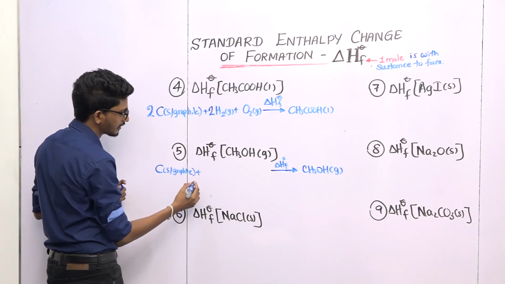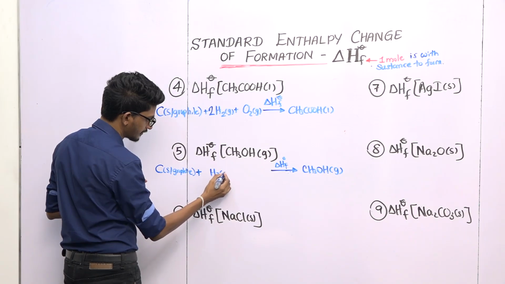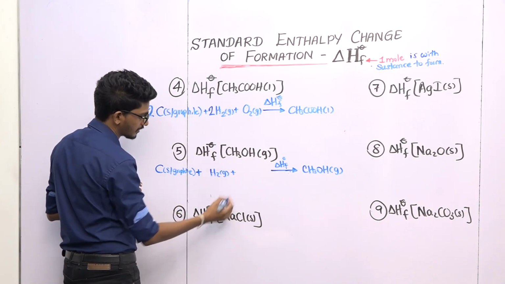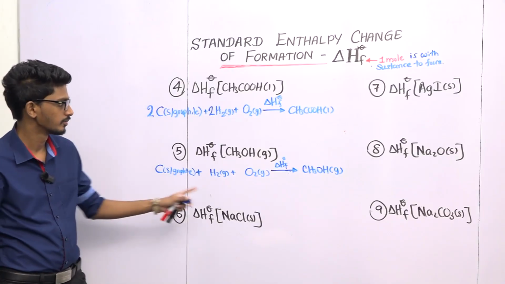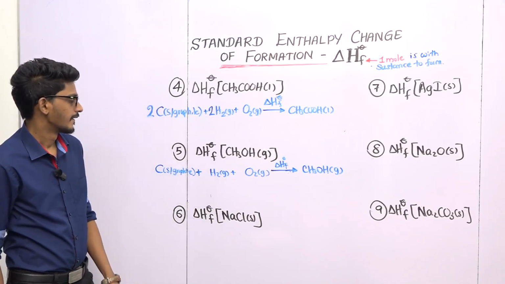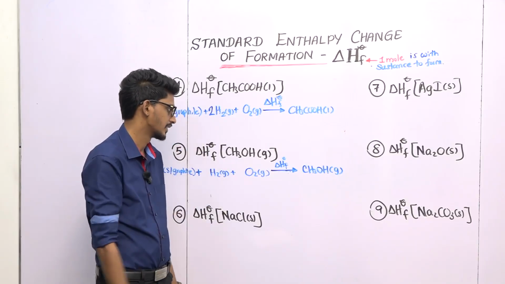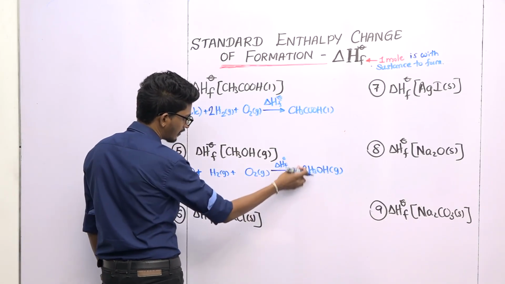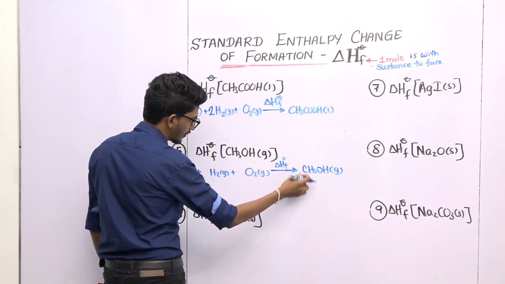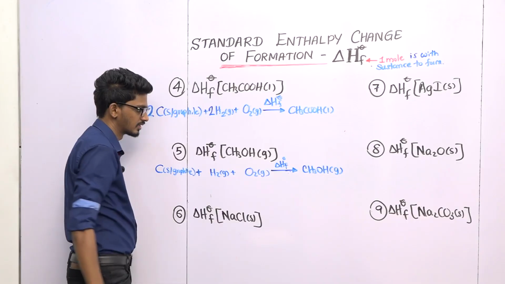So you have hydrogens, and hydrogen's reference form is H2 gas, and you have oxygens. Oxygen's reference form is O2 gas. Starting from them, you need to form the CH3OH gas, right? So now we need to balance this. This is where the 1 more thing appears with the substance to form, as we are discussing the standard enthalpy change of formation, right?